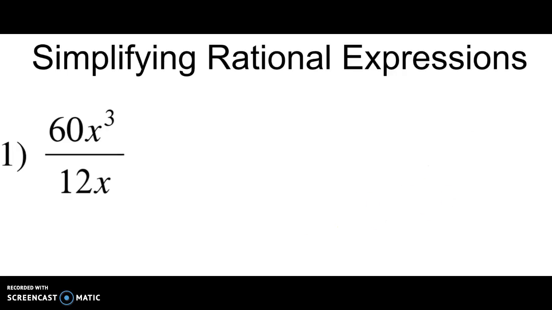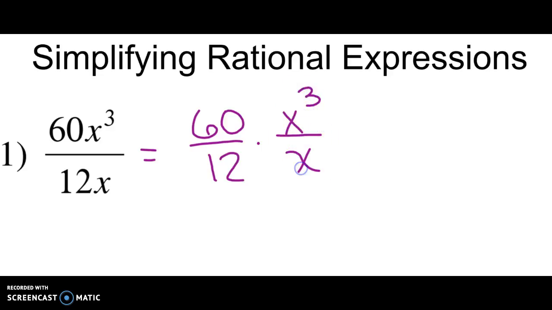So let's go and look at this problem. This was number 1 on your quiz. I'm going to divide it up into 2 different parts. This basically is 60 divided by 12, and it's also x cubed over x. So you can look at it as 2 different things you need to do. Let's put 60 over 12 into lowest terms. 60 over 12 is the same as 5 over 1. 60 divided by 12 is 5. So I'm going to put a 5 in the numerator, and you can put a 1 in the denominator if you need to. And then x cubed over x to the first.